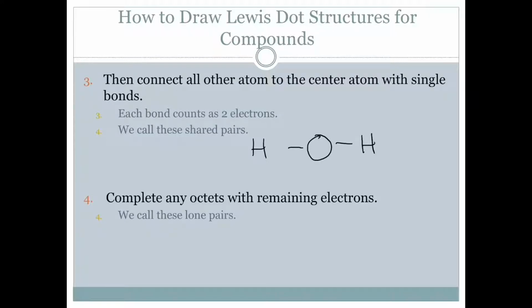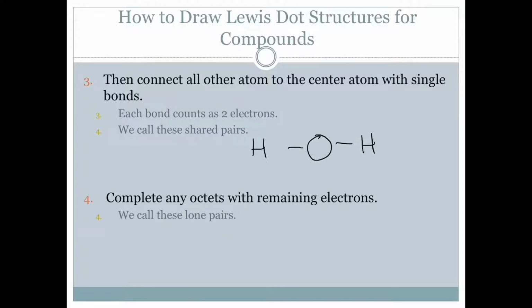So finally, we need to complete the octet, which means we have to take any remaining electrons we have and put them around whatever needs to finish its octet. And we call these electrons lone pairs because everything prefers to be in a pair, but they're not being shared with any other elements. In this case, oxygen is going to have them all to itself.